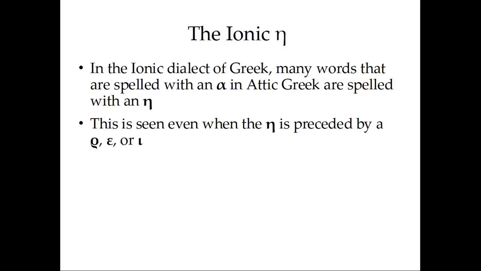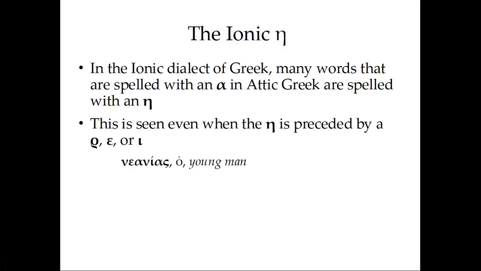Usually in Attic Greek, we don't see the eta after one of these three letters in, say, a feminine noun of the first declension. I'm thinking of, for instance, prosopia. We see that alpha after the iota at the end because that was what was required of the sound. But in Ionic, we might see something else.